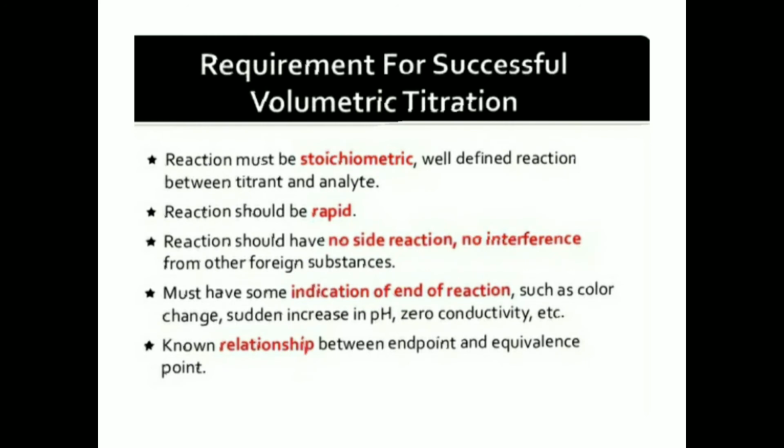Requirements for successful volumetric titration: the reaction must be stoichiometric, a well defined reaction between titrant and analyte. The reaction should be rapid. It should have no side reactions and no interference from other foreign substances. There must be some indication of the end of the reaction, such as a color change, sudden increase in pH, or zero conductivity, and a known relationship between endpoint and equivalence point.